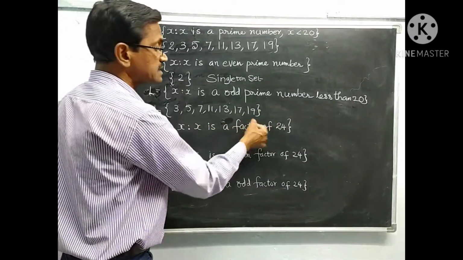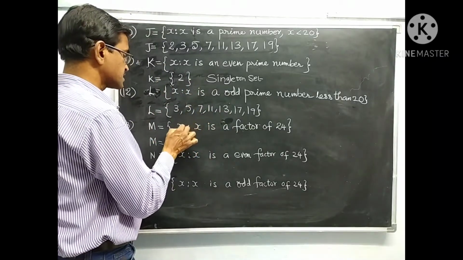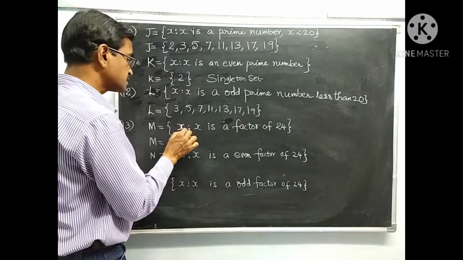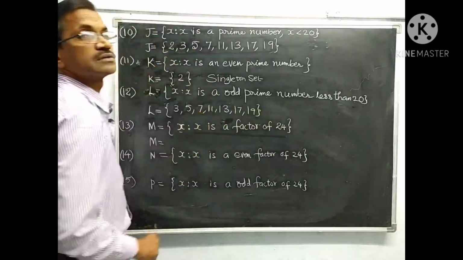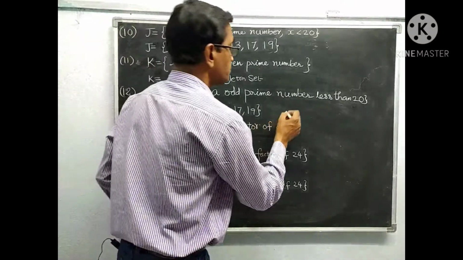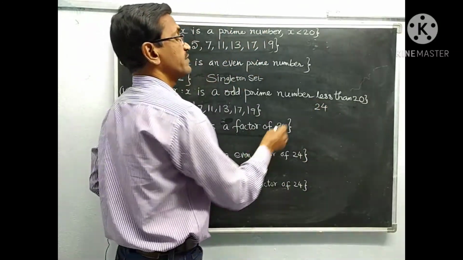Next, M is equal to {x such that x is a factor of 24}. We should not write "factors" here, only "factor of 24", because all the elements of the set are represented by x, and that x has this property. So that's why we have to write only "factor". Let us see how to write factors. We know how to find factors.